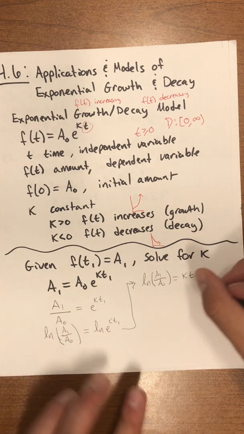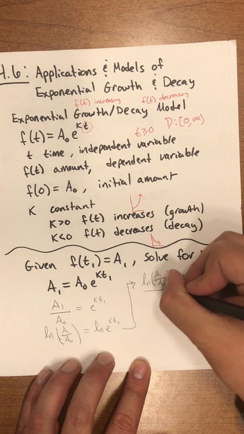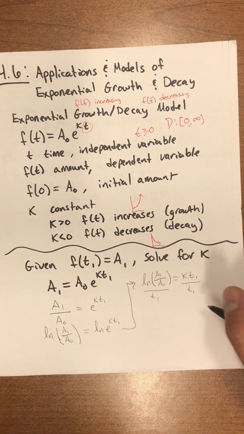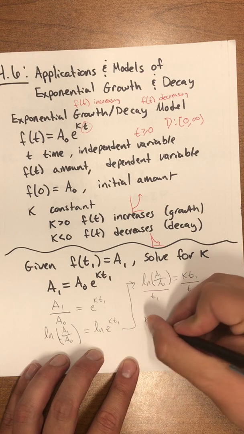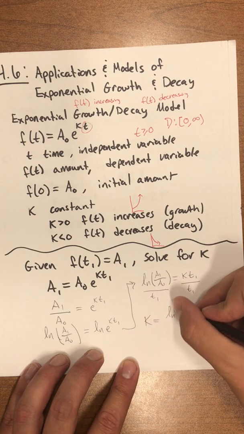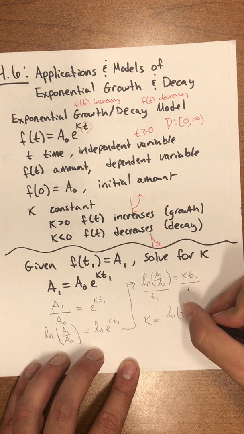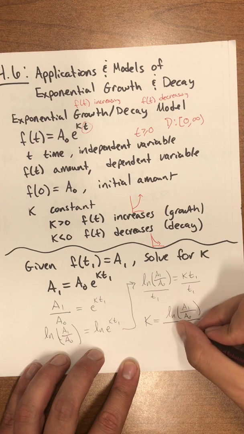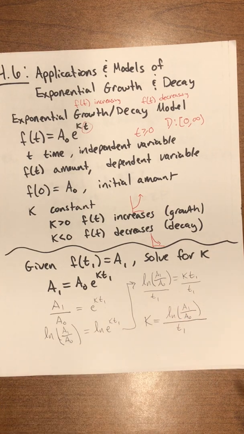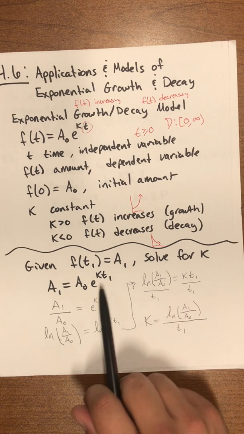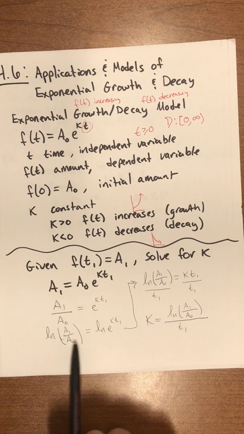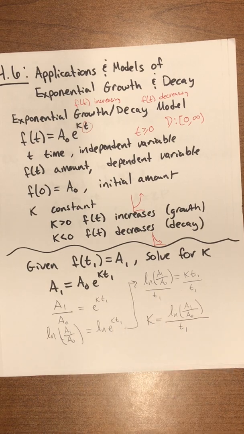Now t1 is just a number, so we would divide by that number to isolate k. And k is always going to be equal to the natural log of the amount at time 1, whatever time you're given, divided by the initial amount, and then that number is divided by the time you are given. So if you want to use this and think of this as a formula for k, that's totally fine. It'll work every single time. You may not need to reinvent the wheel if you just skip straight to here. Otherwise you would need to solve this equation every time.